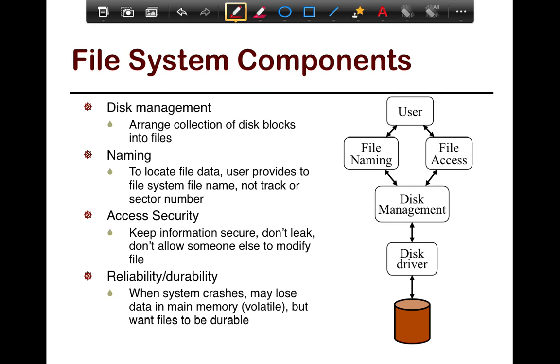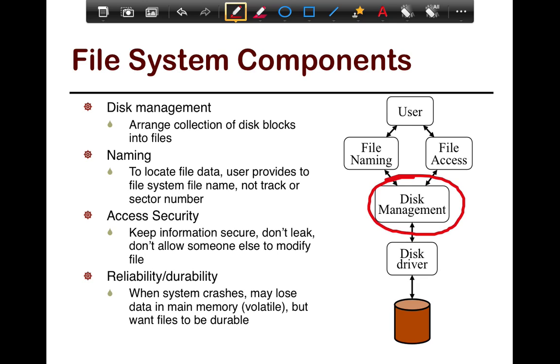There are multiple components to the file system. First, there's disk management, which talks about arranging a collection of disk blocks into files. We'll look at this in detail and look at how we map. Like I said, it has specific impact on performance, but it also has impact on how fast we can grow and shrink files. So it has to be adaptable, but at the same time ensure high performance. Then there's naming, which tries to locate a file that the user provides to the file system so that the file can be tracked down. So naming has a whole separate metadata structure of its own in order to help the user track down these files.